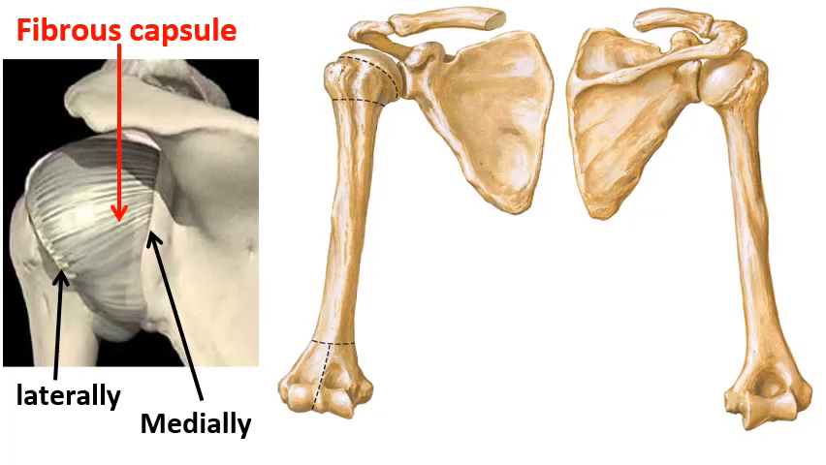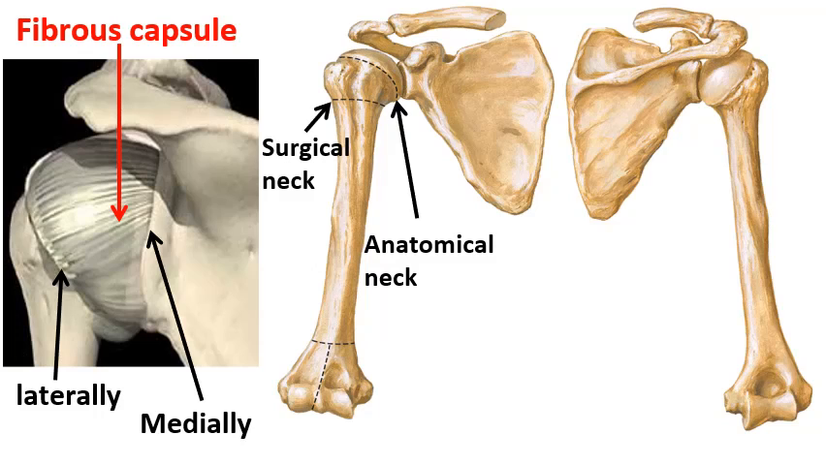This is the fibrous capsule of the shoulder joint. It is attached laterally to the humerus, and it is attached medially to the glenoid cavity of the scapula. Where exactly is the lateral attachment to the humerus? The second picture shows the head of the humerus. It is followed by a constriction called the anatomical neck. The humerus has another neck called the surgical neck of the humerus.